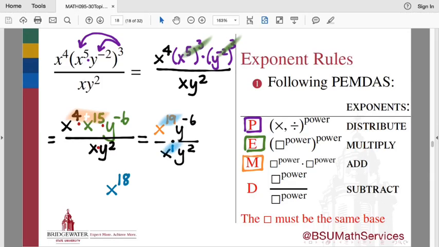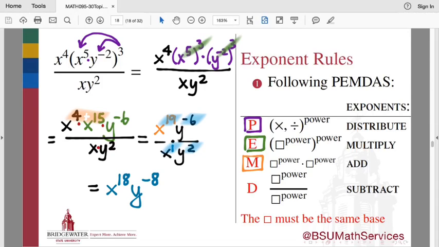Similarly for the y's. If I combine the y to the minus 6 and the y to the 2, here's a place for us to make a sign error. I'm going to get y to the negative 6 minus 2, which if I subtract negative 6 minus 2, I end up with negative 8. And now we've simplified everything as much as we can, except that we're going to take one more step in this process.